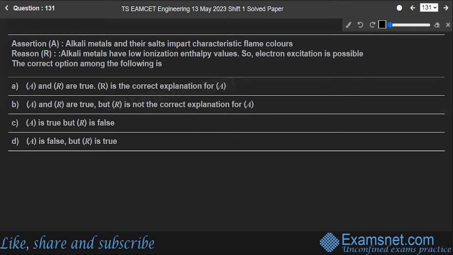Let's go for the assertion. Alkali metals and their salt impart characteristic flame colors because of their low ionization enthalpies. That means this assertion is correct. Alkali metals have the lowest ionization energy among the different groups in the periodic table. That means the reason is also correct and the assertion is also correct, which means you have first option as the correct answer. Hope you understood.